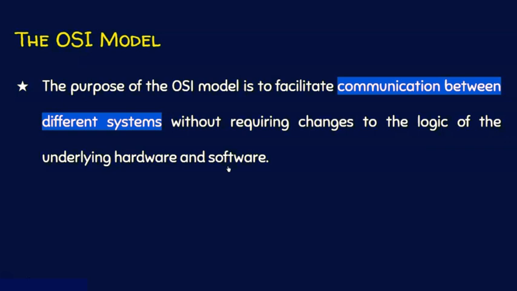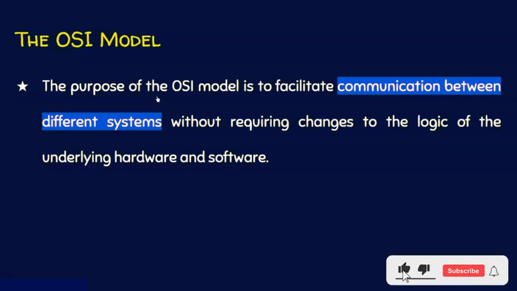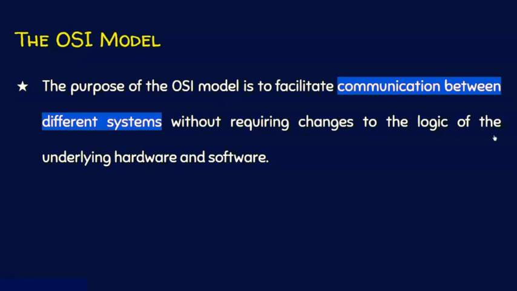We are going to establish communication between two different systems. Two different systems means two different computers with two different operating systems, even two different devices with two different functionalities. So in terms of hardware they may be different, and in terms of software they may be different. So two different systems are going to communicate with each other with the guidelines provided by the OSI model, so that we don't require any changes to the logic of the underlying hardware and software.